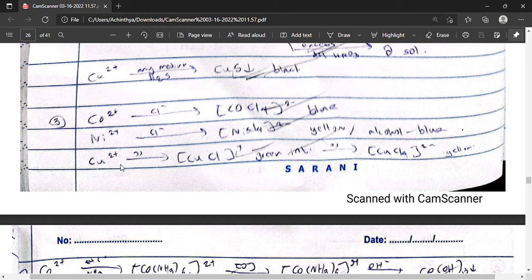Copper also reacts with excess chloride ion solution, and eventually it forms a yellow chloride complex, tetrachloridocuprate 2 ion, CuCl4 2-. However, it does so while passing through this green intermediate, CuCl+.